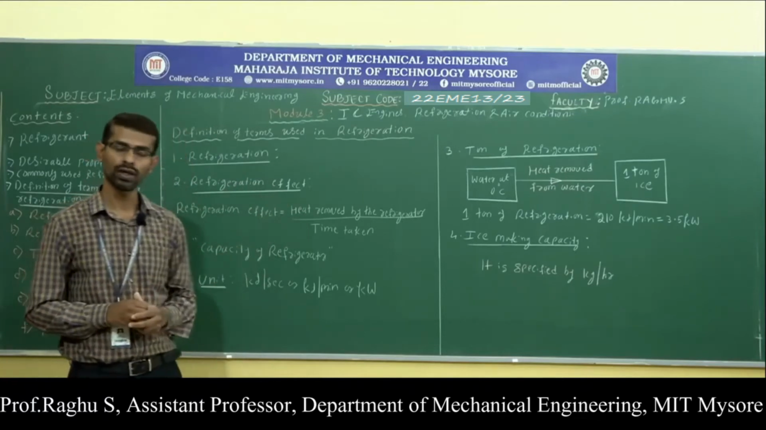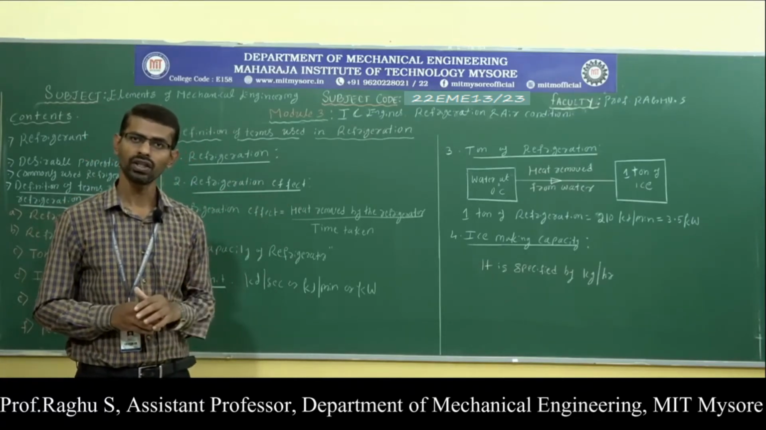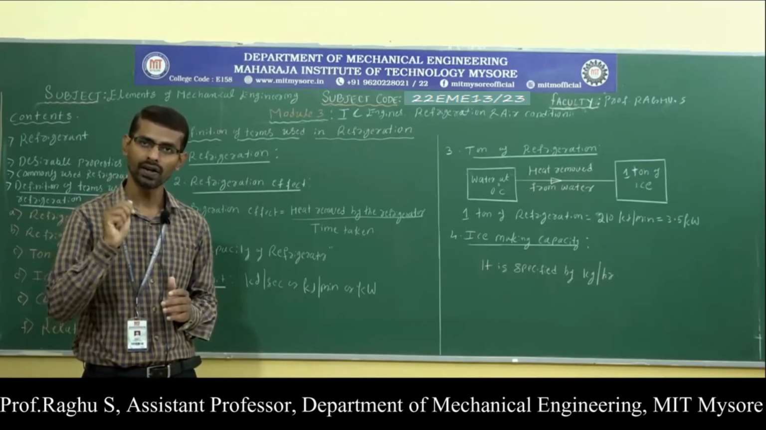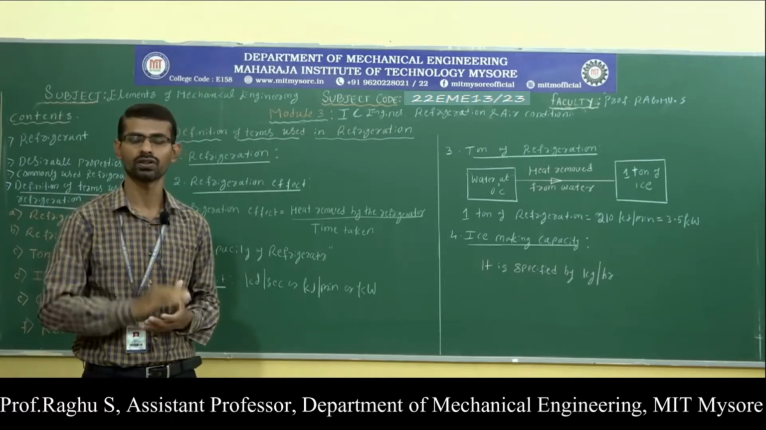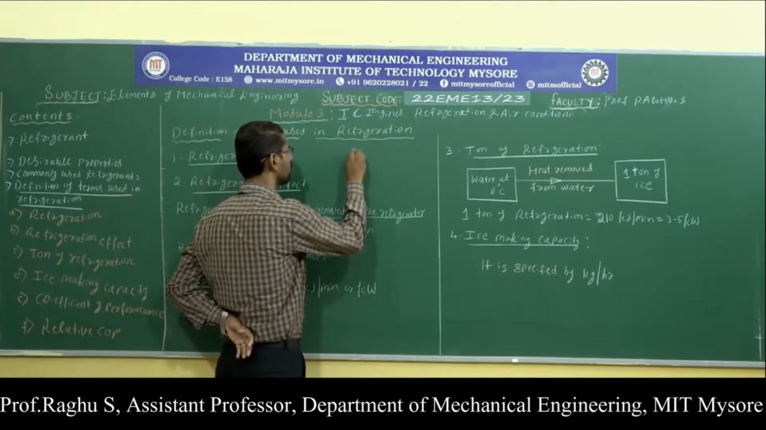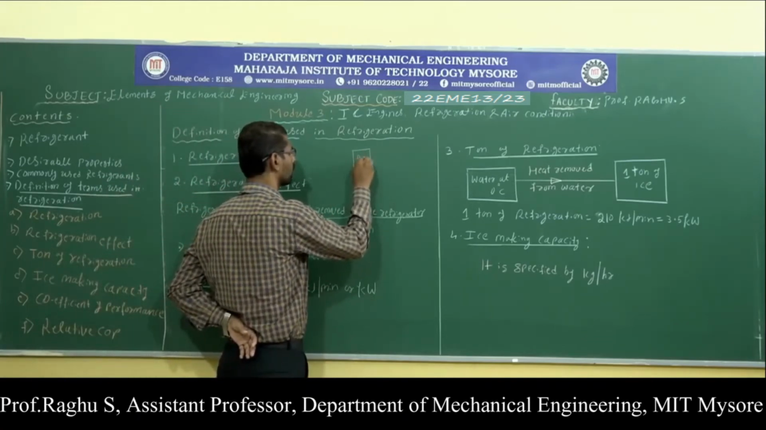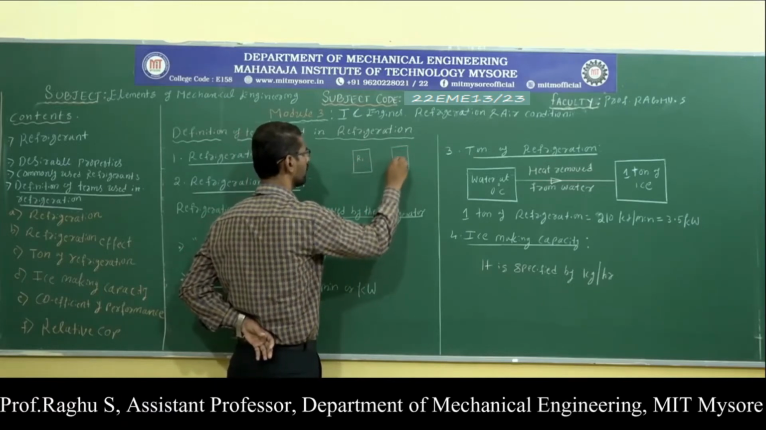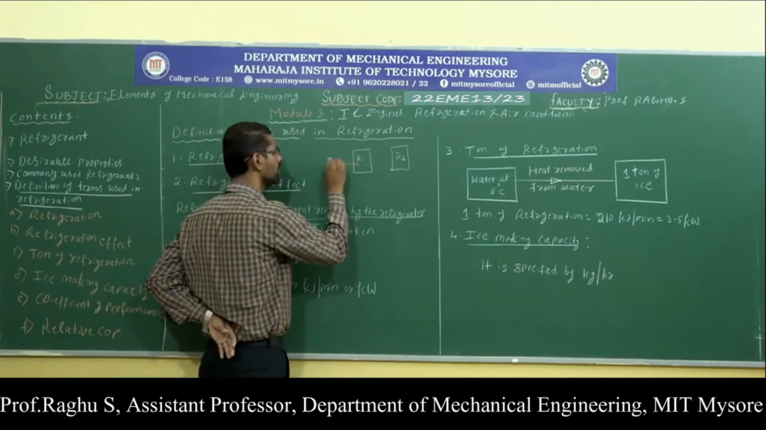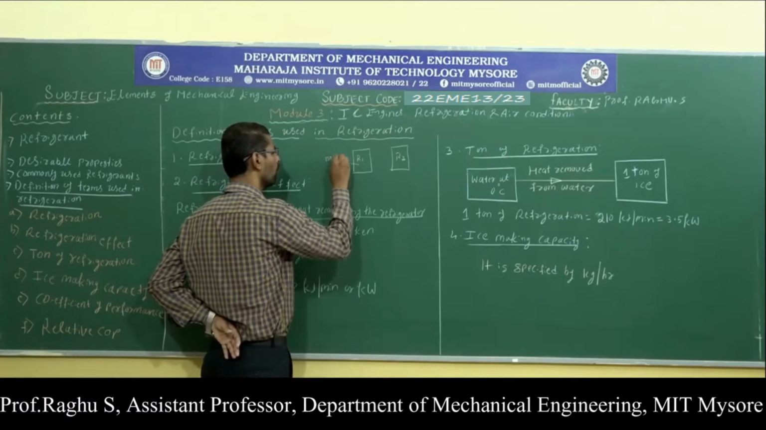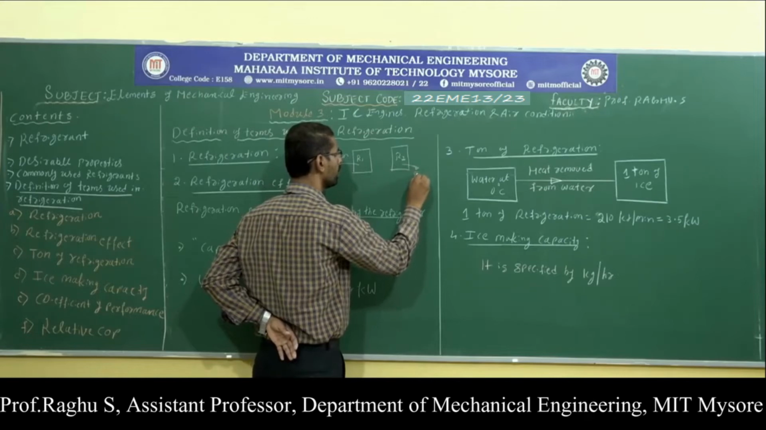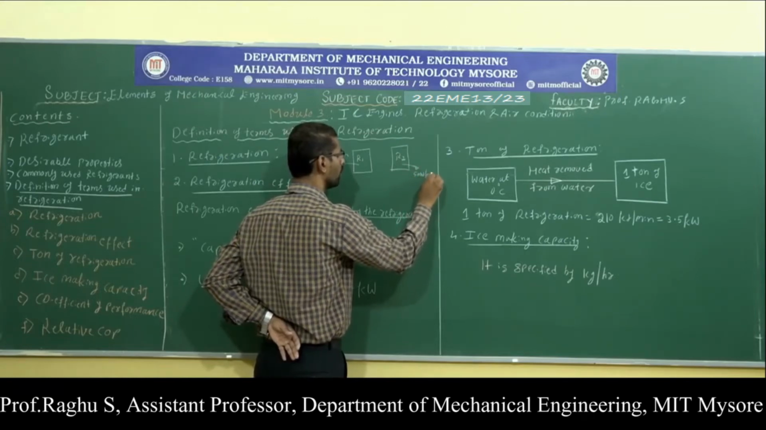Then refrigeration effect. Refrigeration effect means the rate at which heat is removed by the refrigerator from the refrigerated space. For example, consider two refrigerators. This is refrigerator R1, and this is refrigerator R2. R1 removes 150 joules of heat per minute. R2 removes 500 joules of heat per minute.